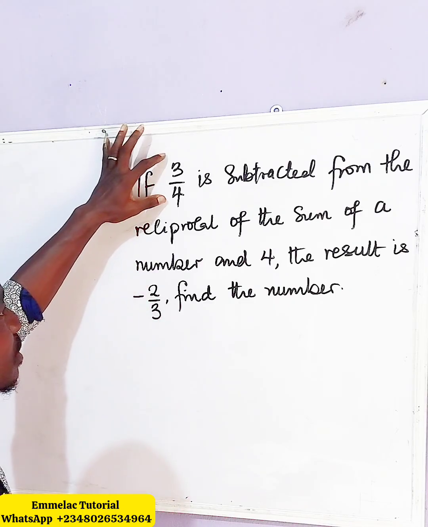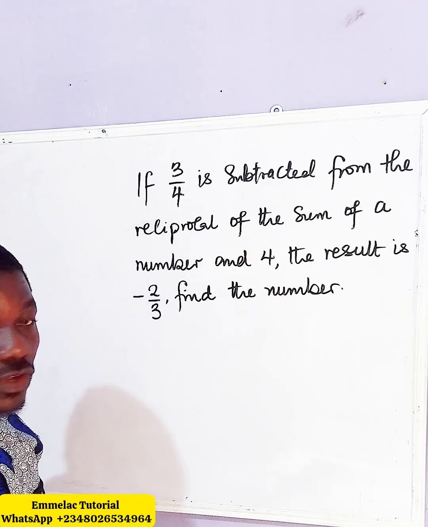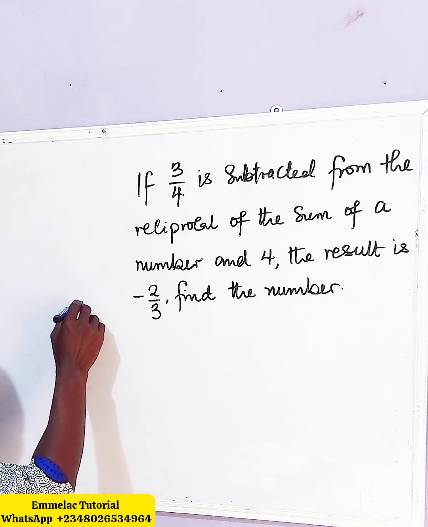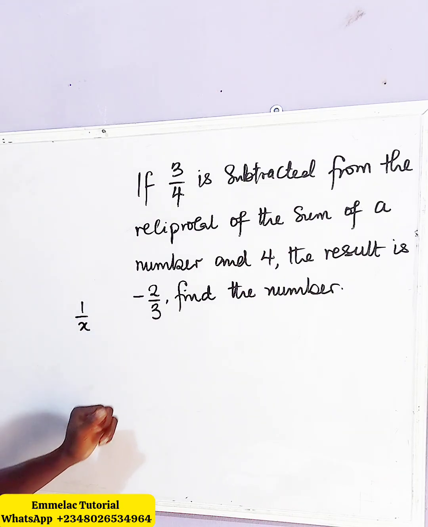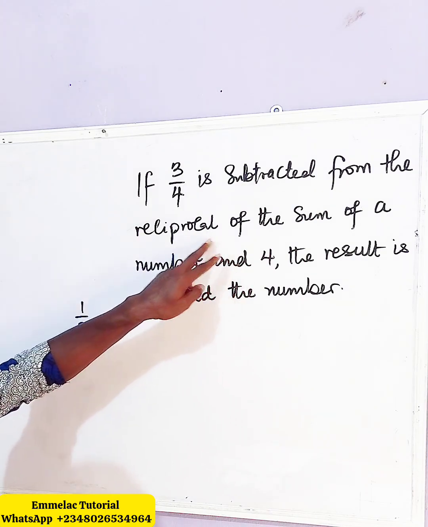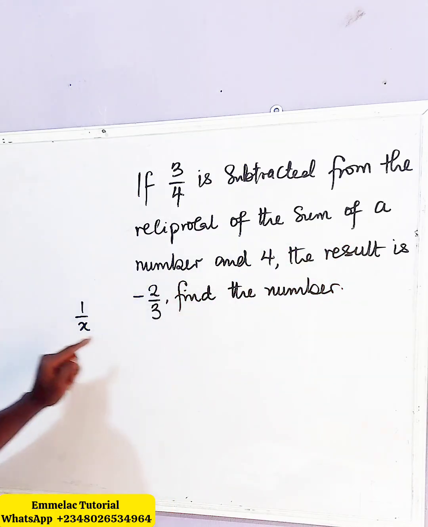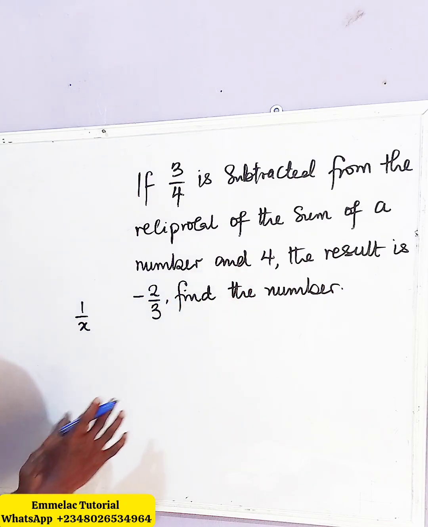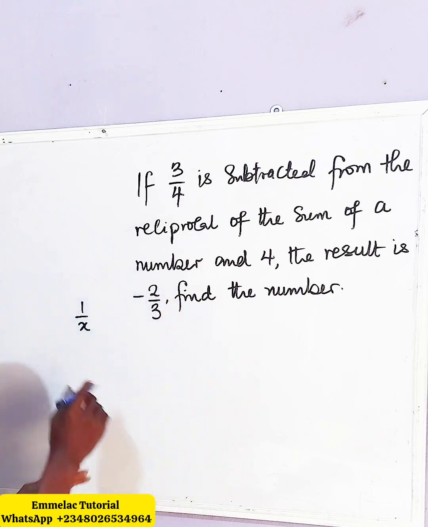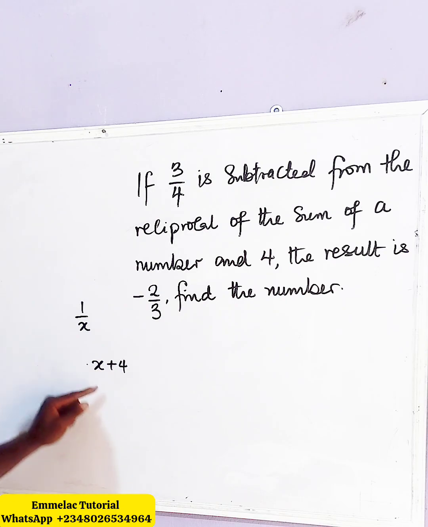Now take note that this fraction 3 over 4 is subtracted from the reciprocal. When we talk about reciprocal, it means 1 over x. Now this is the reciprocal of x. In this case, we're told the reciprocal of the sum of a number, and let that number just be x, and 4. So the sum of a number and 4 is x plus 4.